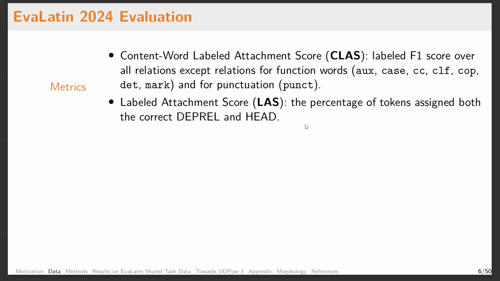As for the metrics, the shared task was evaluated with respect to LAS, labeled attachment score, so the percentage of tokens that are assigned both the correct head and the correct label. And also CLAS, which is the same, but for content words. So function words and punctuation are excluded.